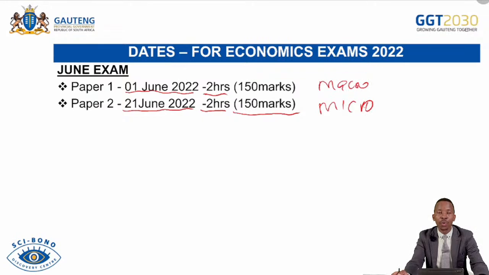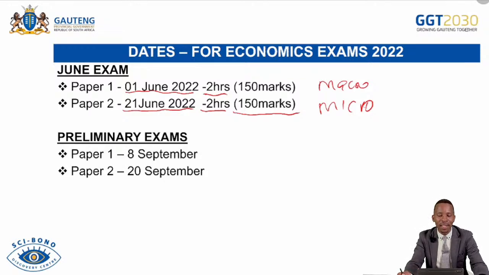So ensure that you study according to the given information. So paper 2 consists of the microeconomics. That's when you study your markets that were covered in term 2. So study them thoroughly, and the revision will be done in there as we will be preparing you for the paper 2 examination.